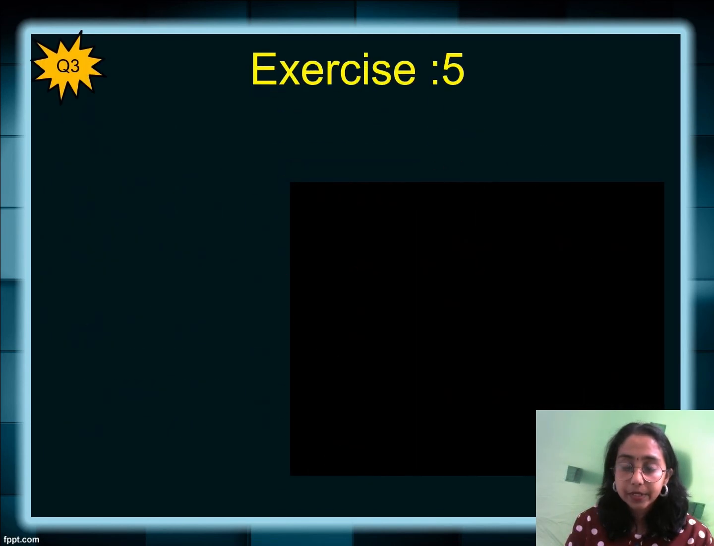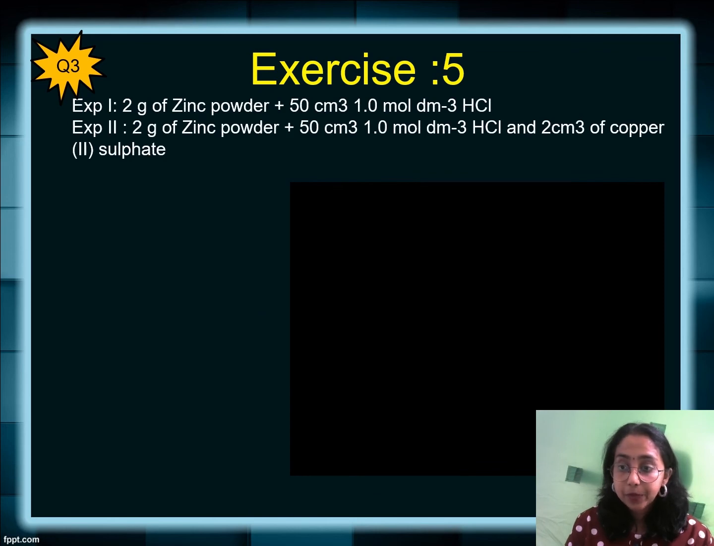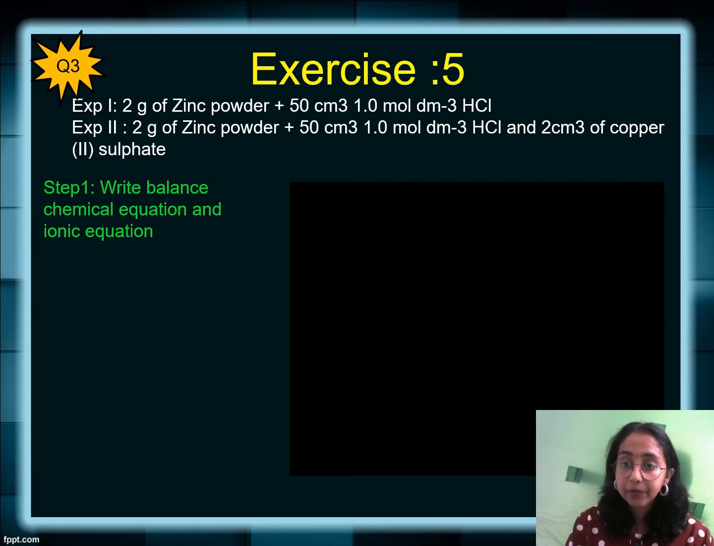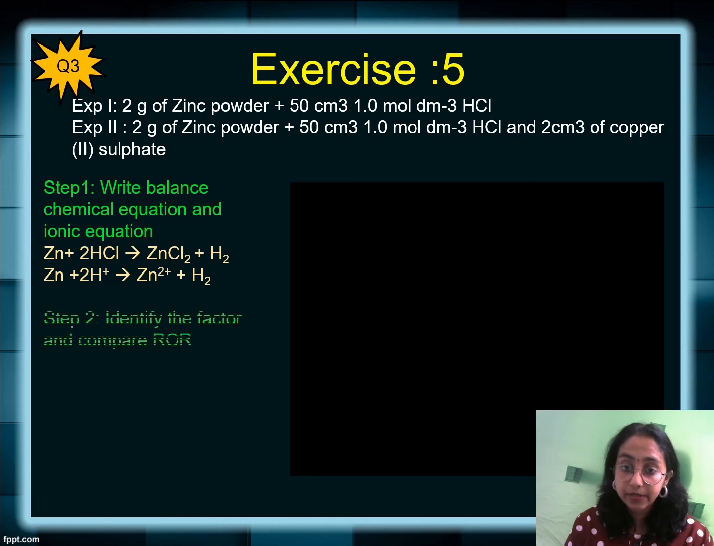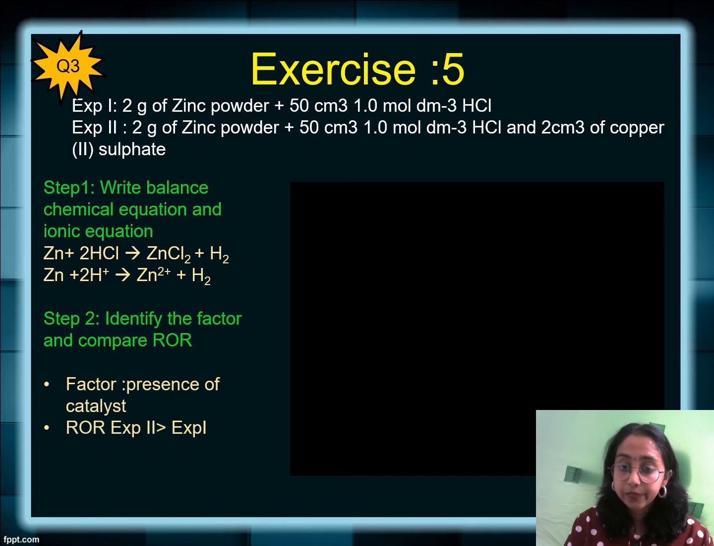Okay, let's look at the next question now. They have given you experiment 1 and experiment 2, so please find out what factor is affecting the rate of reaction. And before that, for collision theory, as I mentioned, write your balanced equation and ionic equation so that you can see the reacting particles involved. As you compare experiment 1 and 2, we can see the presence of copper(II) sulfate, which is the catalyst. So the factor affecting will be presence of catalyst. Due to the presence of catalyst, we can draw the conclusion that rate of reaction in experiment 2 is higher than experiment 1.